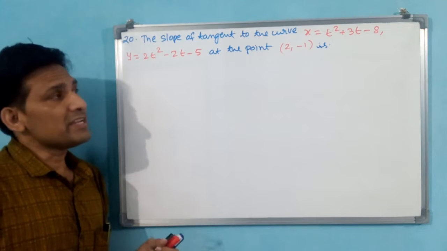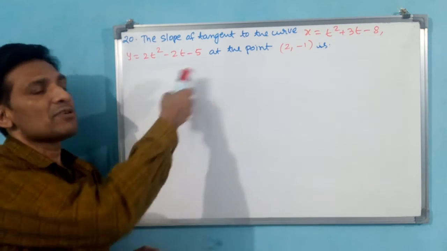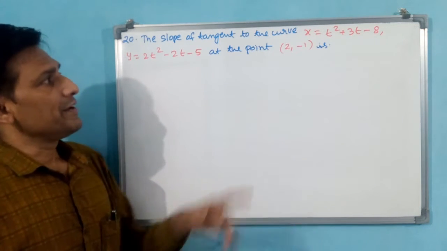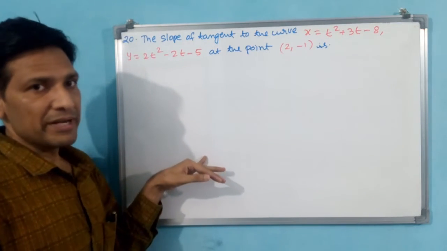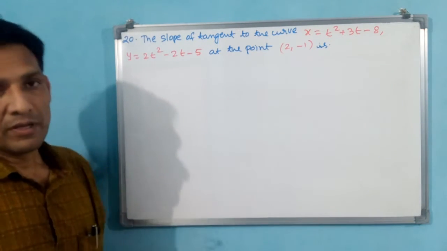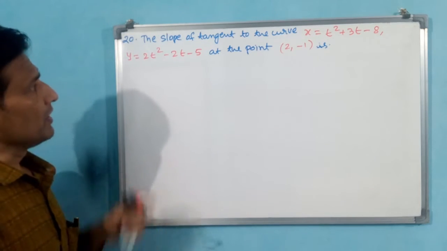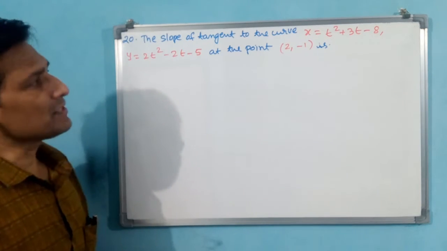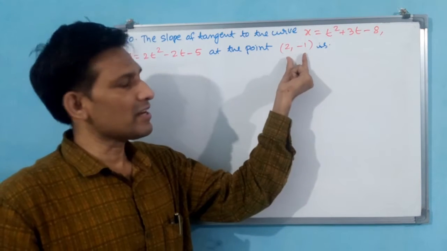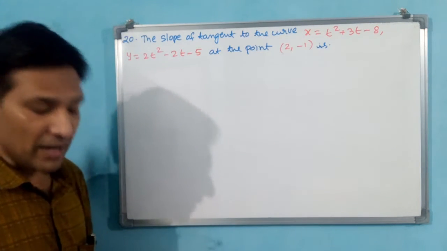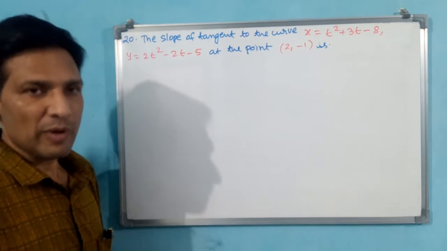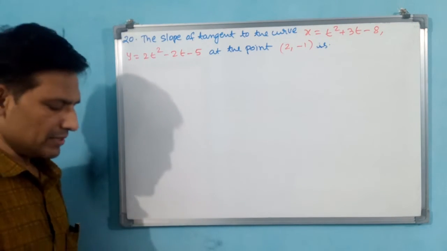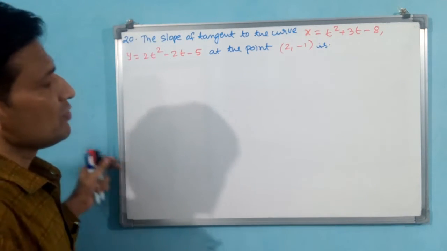Directly you cannot do dy by dx. Do dy by dt and dx by dt, then dy by dt divided by dx by dt, and the slope may come. If it comes in t form, you cannot substitute the point directly, because the point is in x and y. Let us see what we will do. This is a new type of question. We will get some experience. See what I am doing.